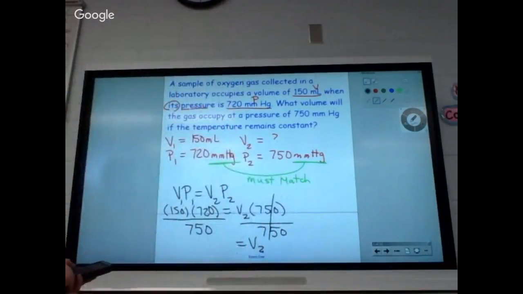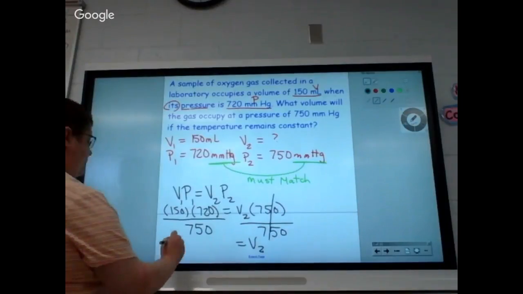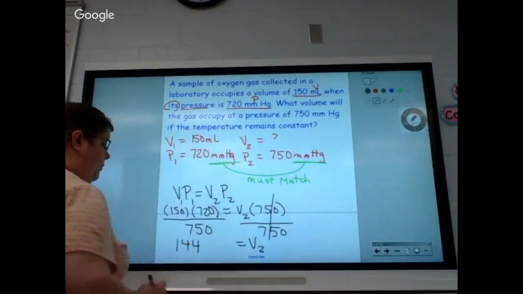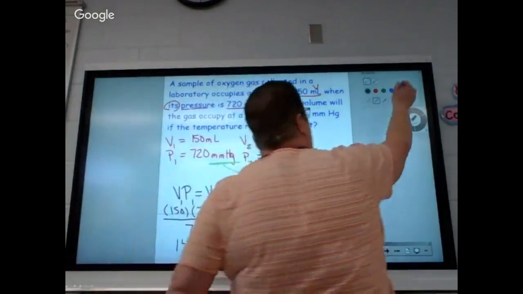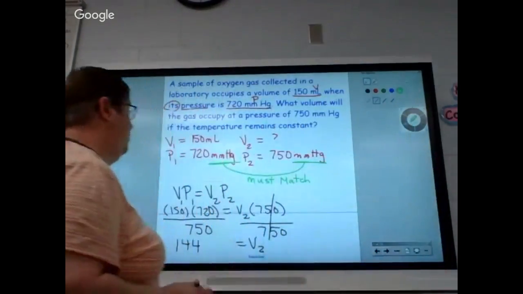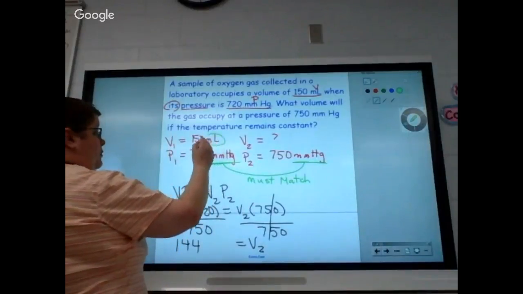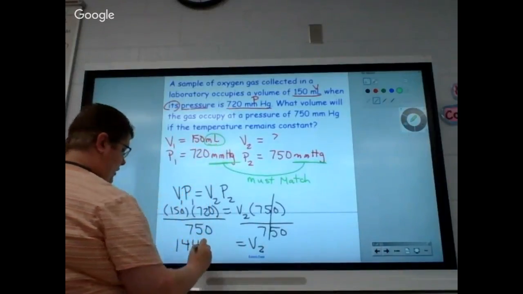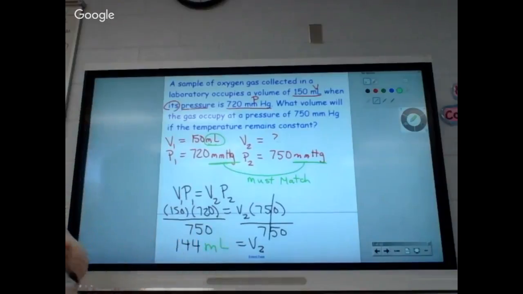All right, so what do we get? Because I know somebody's done it. 144, thank you. Now, for our unit, remember, the units had to do what? Match. So, when I look back here at my V1, what was my unit? Milliliter. So that's what tells me my unit for my V2, because they have to match. Does that make sense?